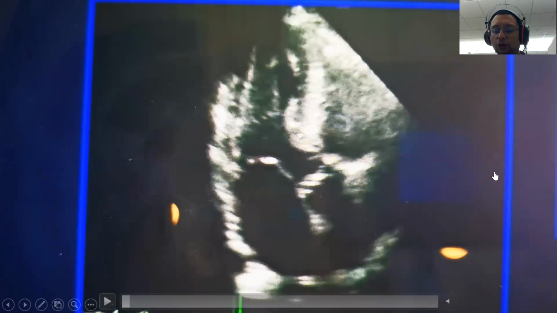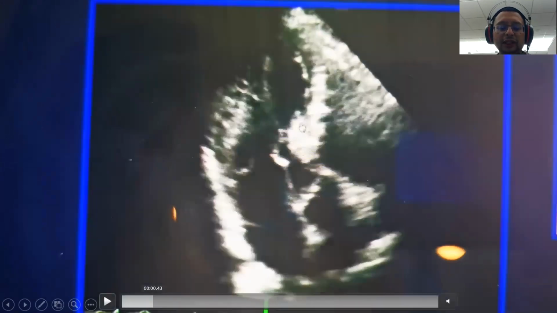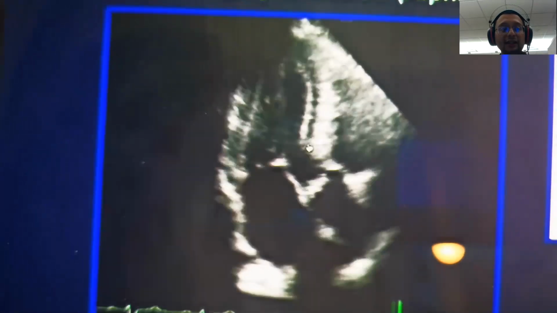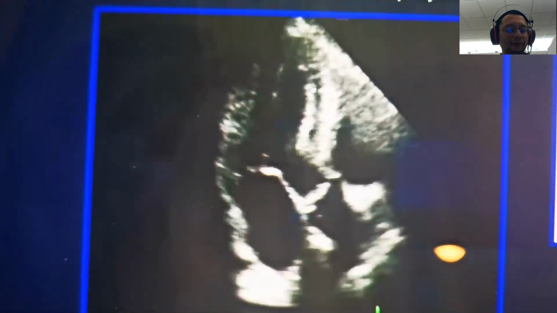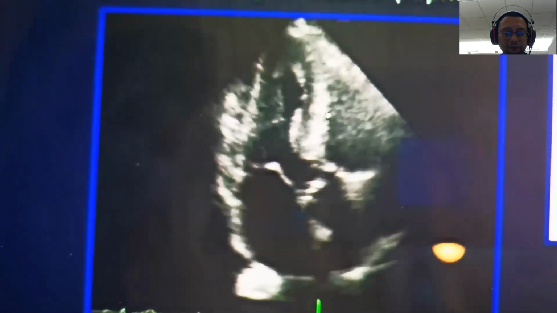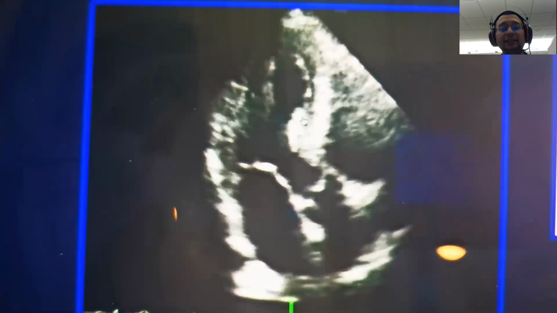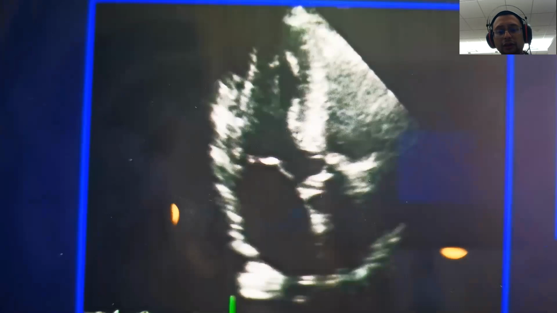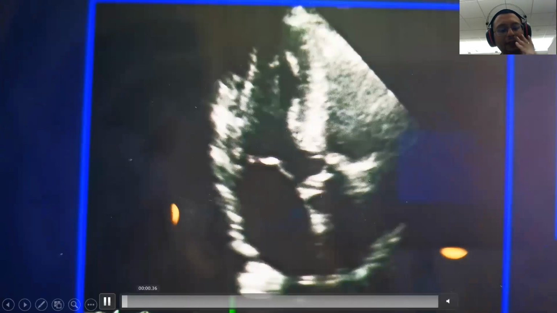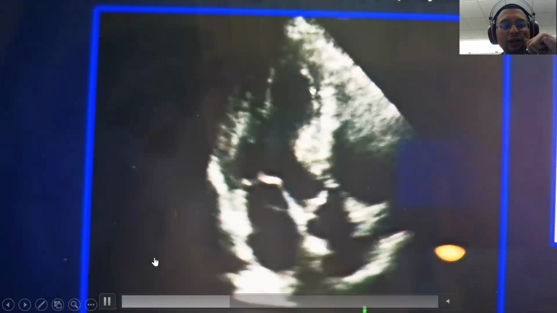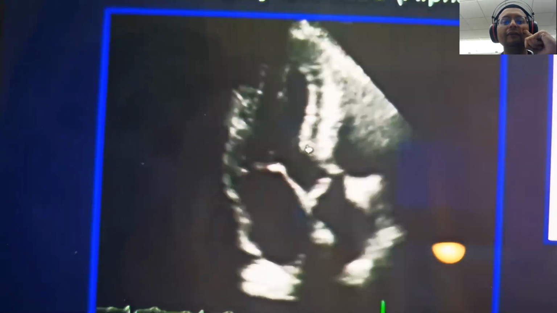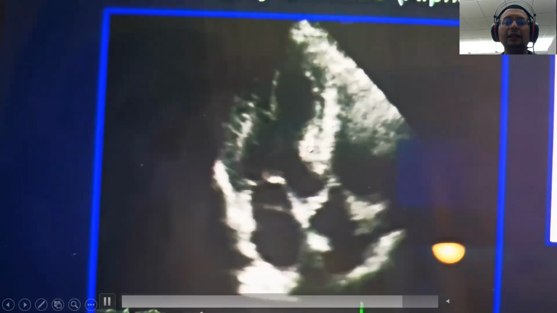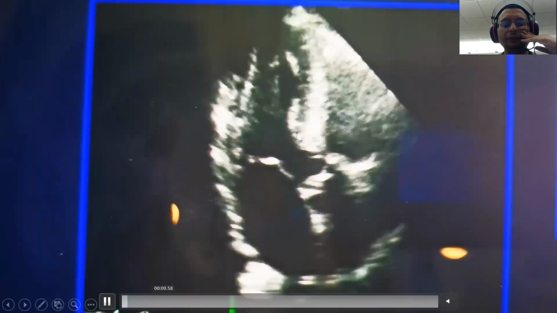Okay, so what is the mode of inheritance for Anderson Fabry disease, Sarah? X-linked. So it is X-linked recessive. But can it affect women or not? X-linked recessive supposedly cannot affect women, but Anderson Fabry can. So women are also affected, okay? It's just that women are affected less severely than men in patients with Anderson Fabry disease. Right?